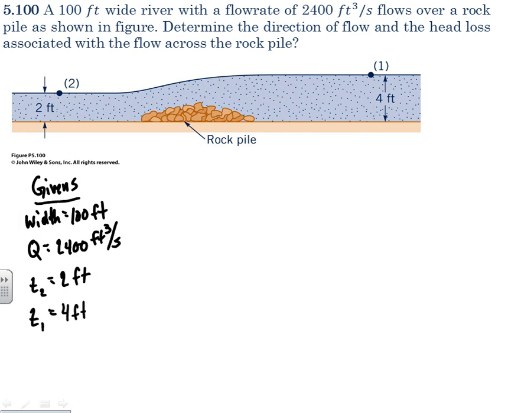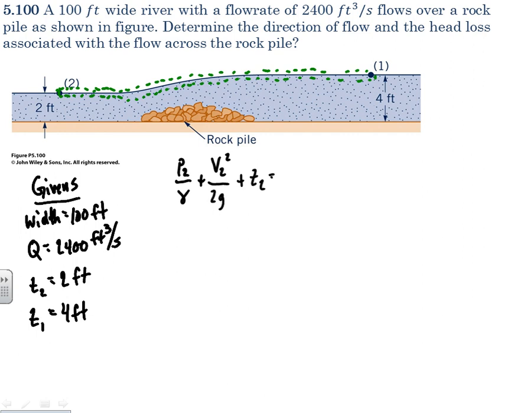So let's start by jotting down our conservation of energy equation. Let's draw some stream tube that goes between 1 and 2. So this is like our control volume. That energy change looks like this. We have the energy at 2 from pressure, so P2 over gamma plus V2 squared over 2G plus Z2 has to equal P1 over gamma plus V1 squared over 2G plus Z1 plus the shaft work head minus the head loss.